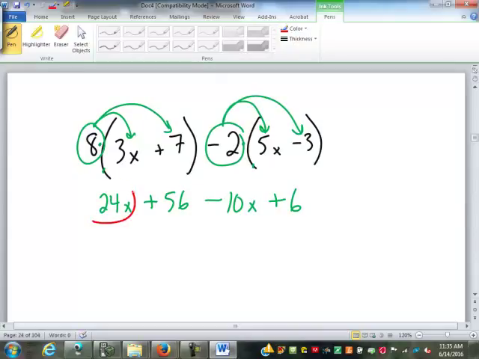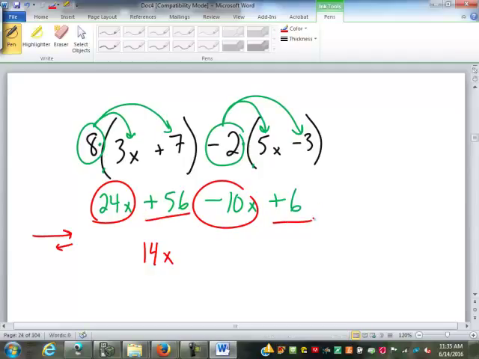So now 24x and 10x. Careful. Positive 24, negative 10. 14. Positive 14. 56 and 6, 62. So 14x plus 62.